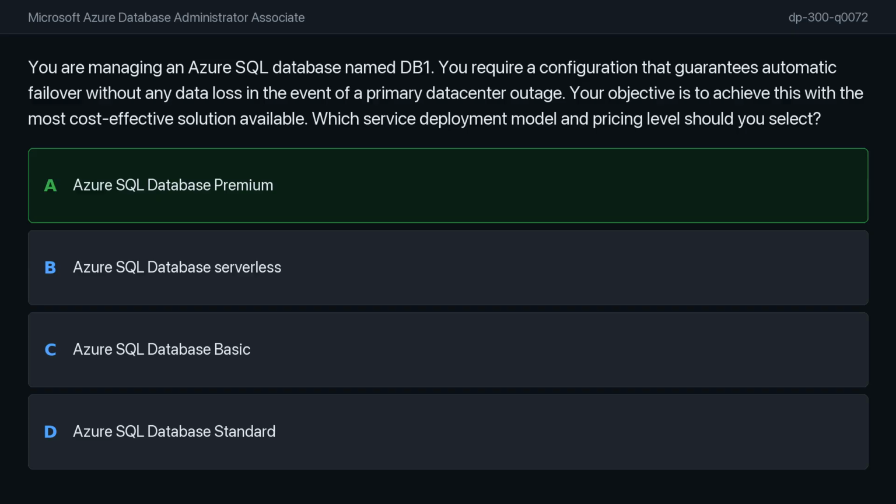In my view, the correct answer is Azure SQL Database Premium. This tier supports zone-redundant configuration, which uses synchronous replication across availability zones within the same region. This design is critical because it ensures that if a specific data center or zone goes offline, the database can fail over automatically without losing any committed data.